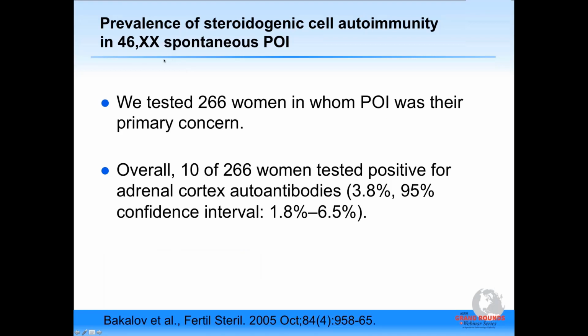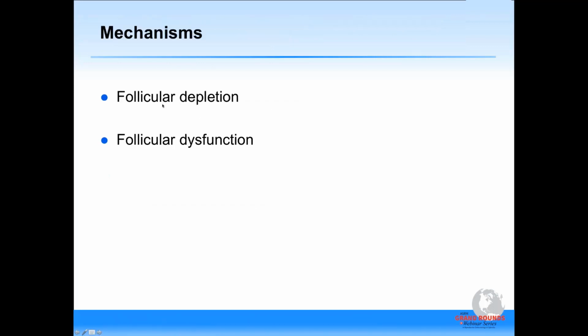The prevalence of steroidogenic cell autoimmunity in 46,XX POI, what is that? Well, in our program, we tested 266 women in whom POI was their primary concern, and they all had a normal karyotype. Overall, 10 of 266 women tested positive for adrenal cortex autoantibodies, which is only around 4%. So it's a small percentage of the women with POI that appear to have steroidogenic cell autoimmunity as a mechanism. It's a small percentage, but nevertheless, it's an important percentage because these are the women that could be at risk for Addison's disease that you need to detect.